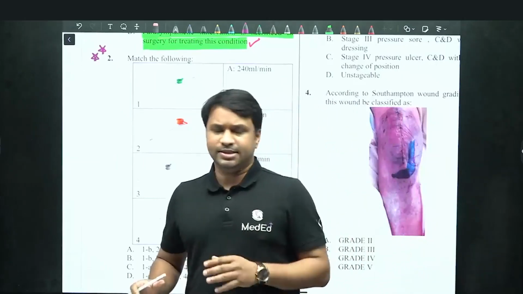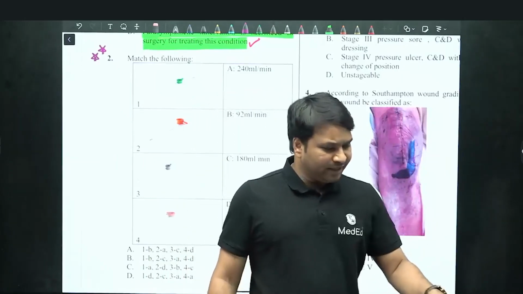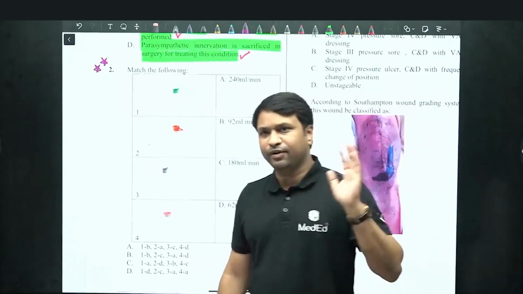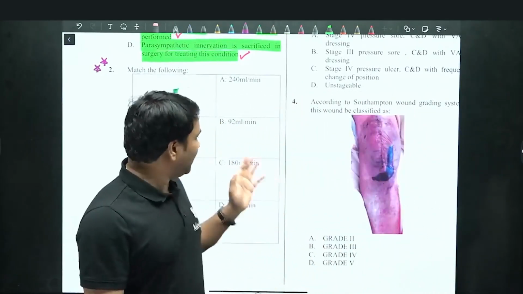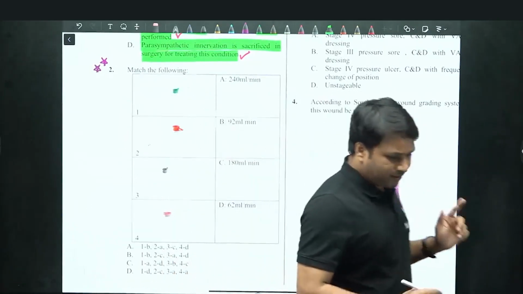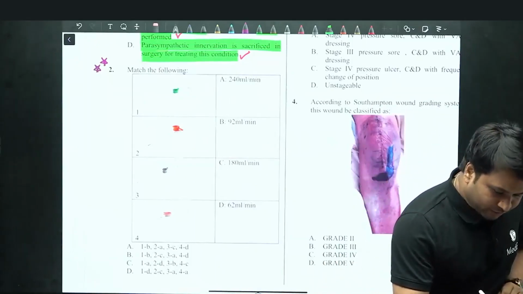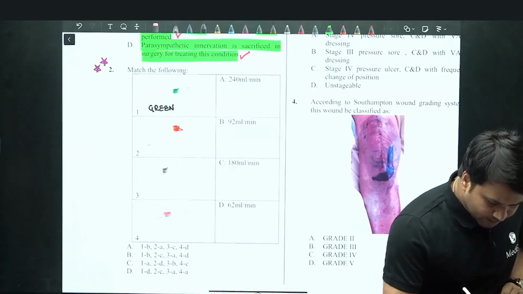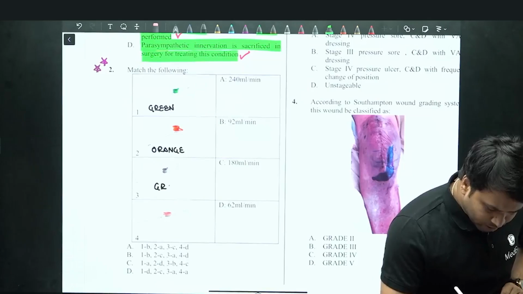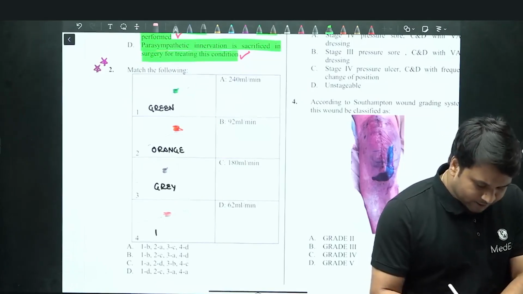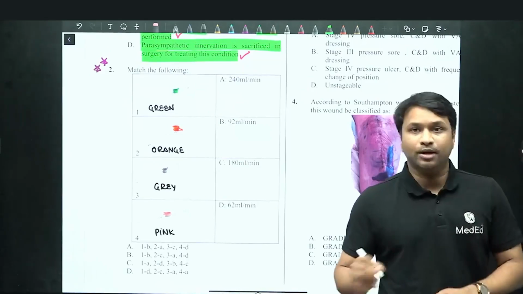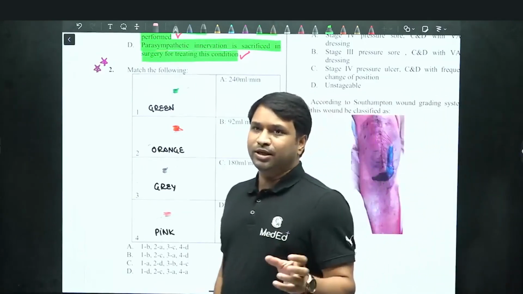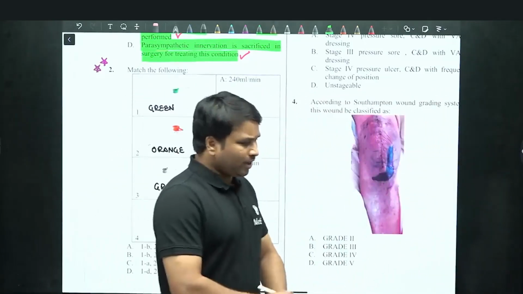Very, very important. Now, you have the cannulas which I've given in the form of color, and then you have the flow rate. You just need to match it. If you look at the objective here, this is the green cannula. This happens to be your orange cannula. This happens to be your gray cannula, and this happens to be your pink cannula, right? So based upon the color, you have to match its flow rate, and that's your question.